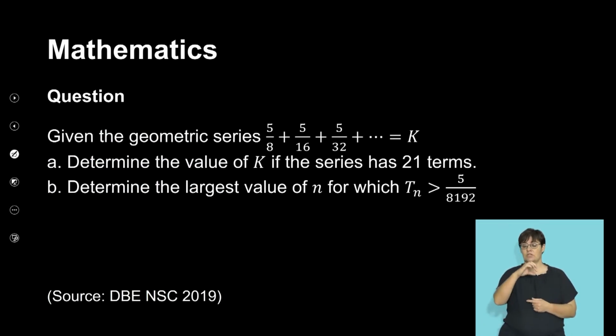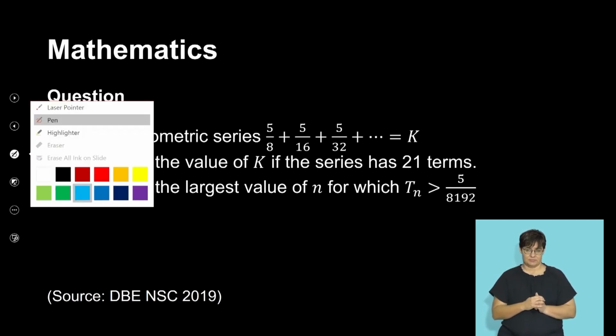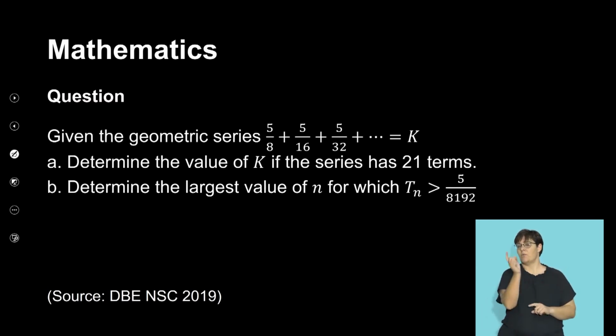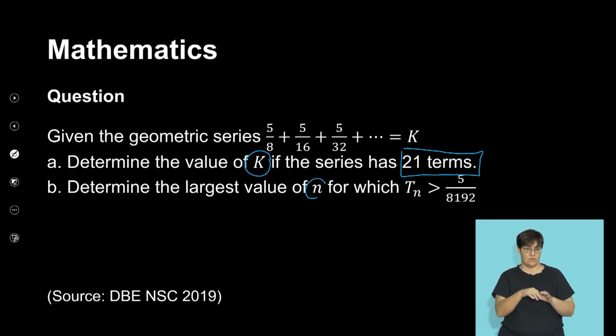So we are given the geometric series 5 over 8 plus 5 over 16 plus 5 over 32 plus going on is equal to k. We need to first determine the value of k if the series has 21 terms. Then we are going to determine the largest value of n for which Tn is greater than 5 over 8,192. Let's look at A.